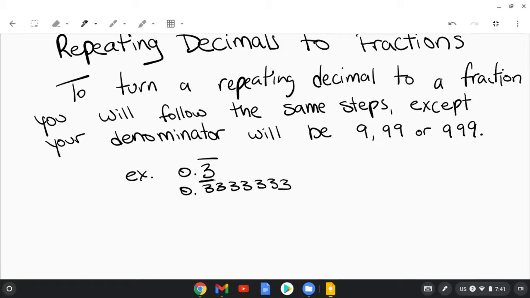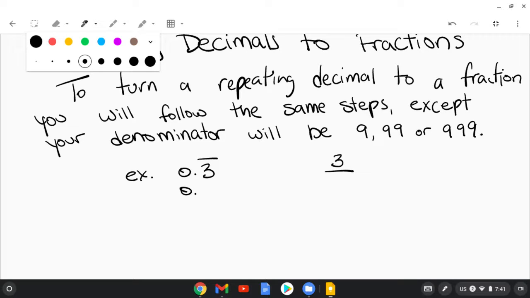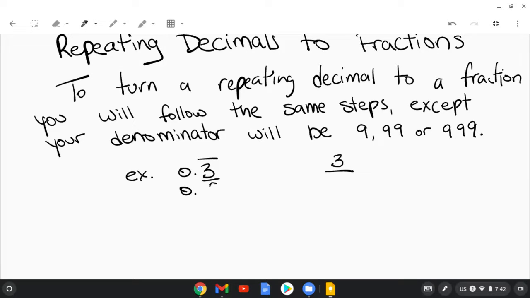Well, the number after the decimal becomes my numerator. And my denominator, this is the tenth. So instead of writing it over 10, I'm going to write it over 9. And I can simplify that because 3 and 9 can both be divided by 3. And I get 1 over 3 as my fraction.